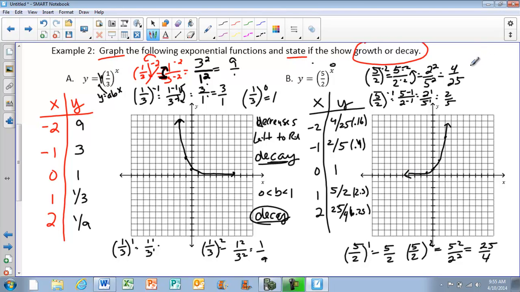Okay, so we graphed it. Now we need to know growth or decay. Well, we know since it's increasing from left to right, it is exponential growth. And just another reminder, when b is bigger than 1, which it is in this case, 5/2 is 2.5, we know it's a growth also.